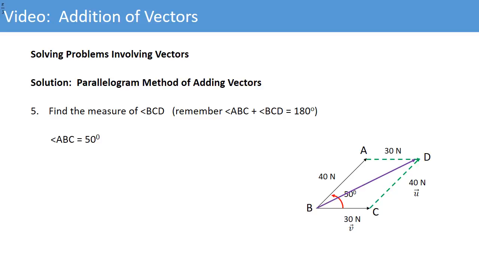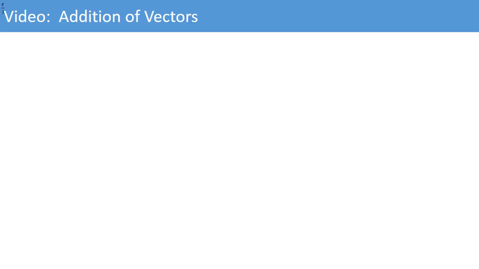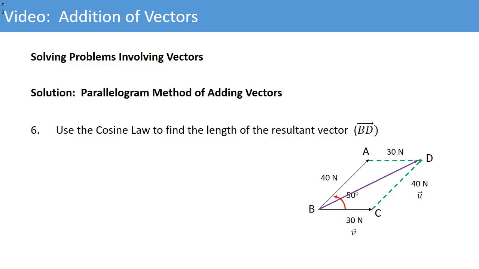We know that angle ABC plus angle BCD is 180 degrees. So angle BCD plus 50 degrees is 180 degrees. So angle BCD is 130 degrees. Now, we can use the cosine law because we have the length 30 newtons, the length 40 newtons, and the contained angle of 130 degrees.